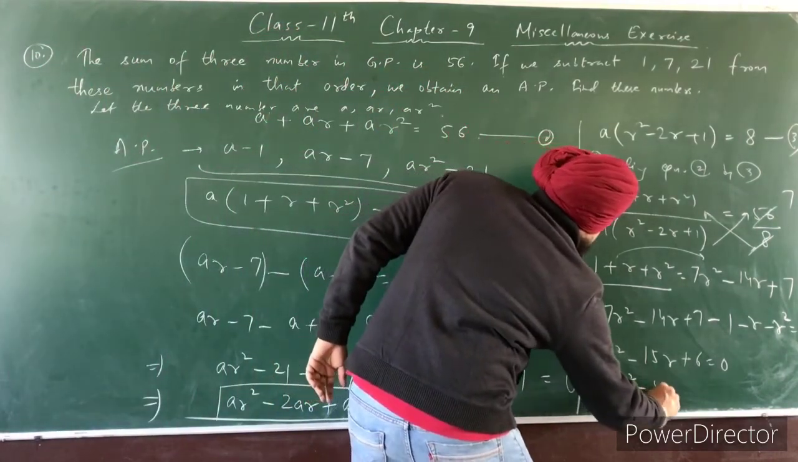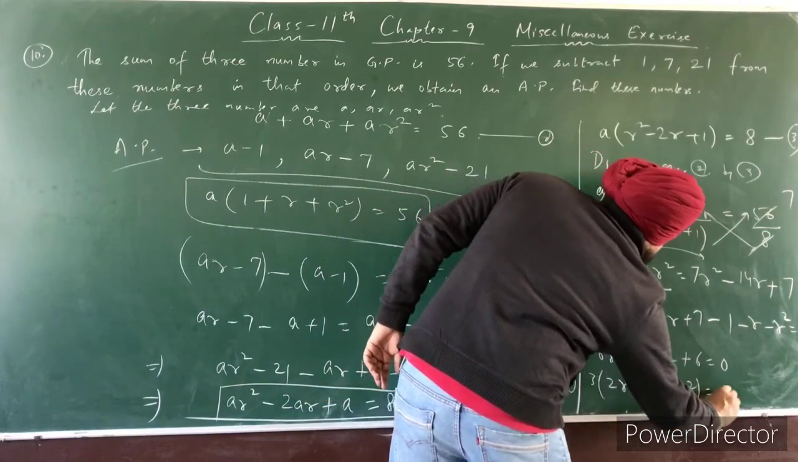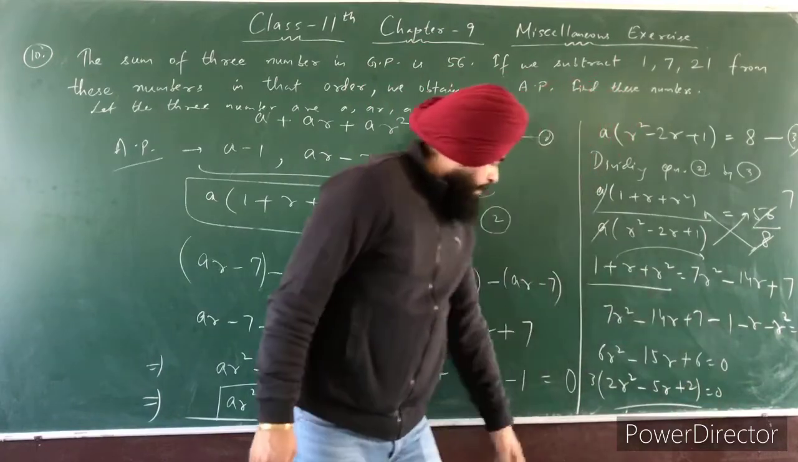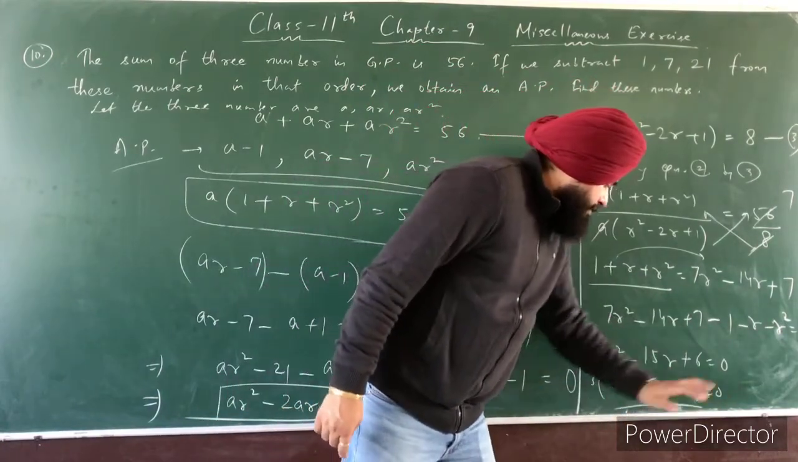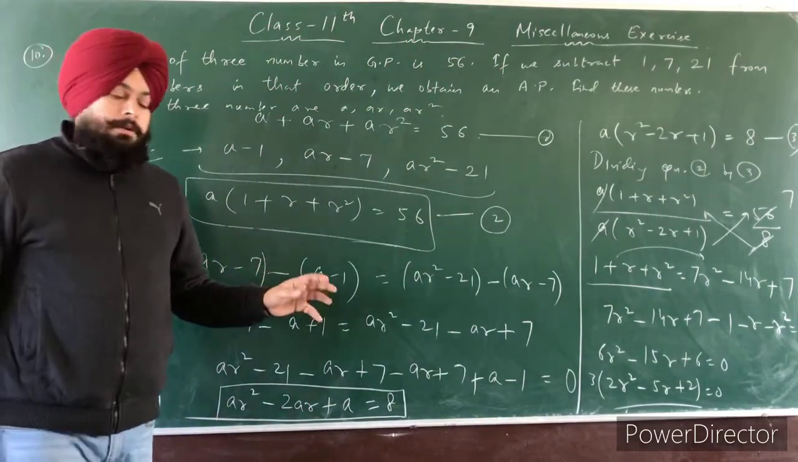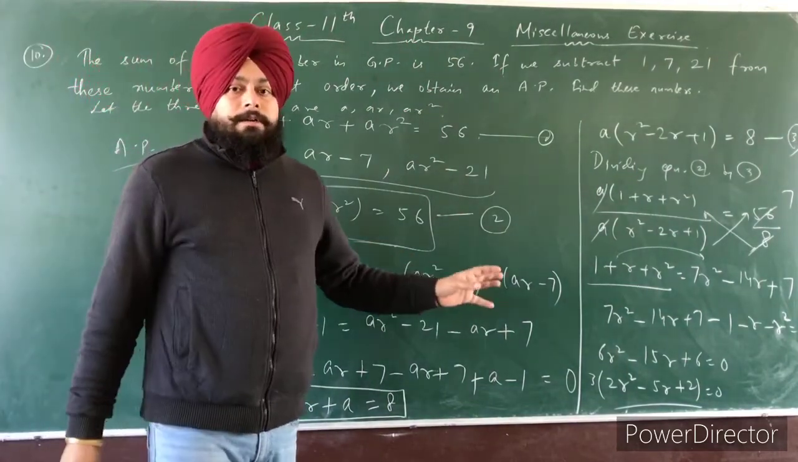It is 2r² − 5r + 2 = 0. So the 3 becomes 0 and goes to the right side. Now 2r² − 5r + 2 is a quadratic equation. We have to solve it by any one of the methods, or you can solve it by the quadratic formula.